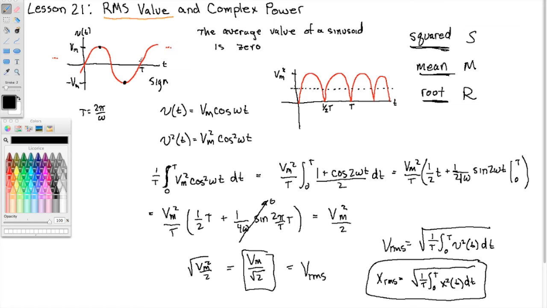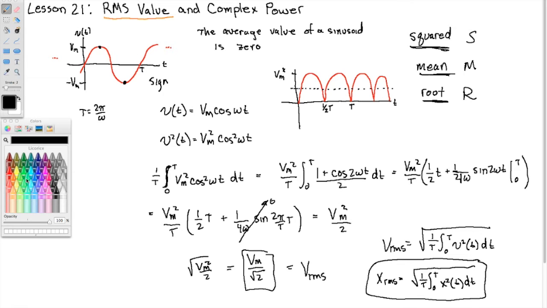Okay, so you have two interpretations of the RMS value. The first one was the one that we derived already. It was the RMS value is the equivalent DC source that supplies the same power as the AC source does on average. The second interpretation of RMS value is the average value of your signal in an absolute sense.